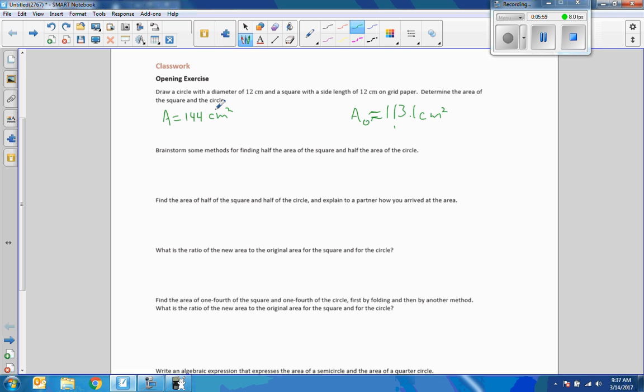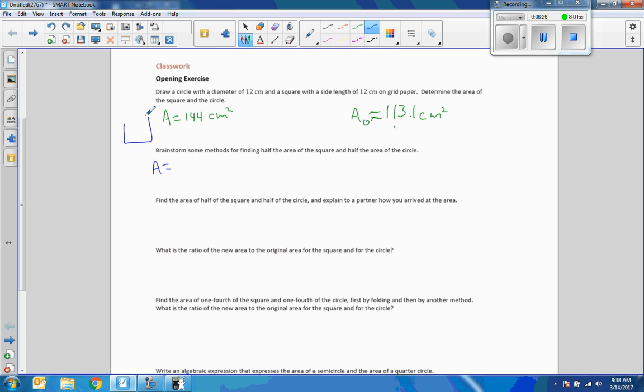Okay, so now it says brainstorm some methods for finding half the area of the square and half the area of the circle. Okay. Well, half the area of the square would be cutting either the base in half, which was 12, or the height in half, which was 12. So the area would be taking one of those halves.